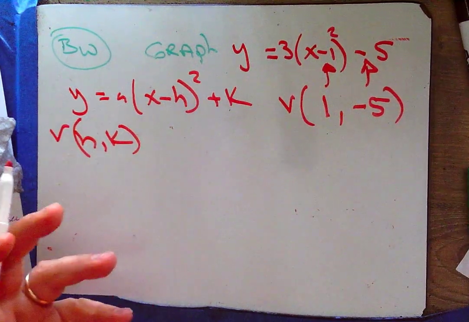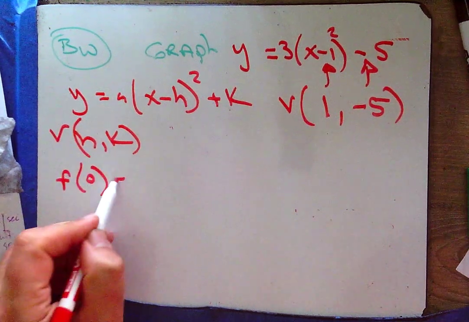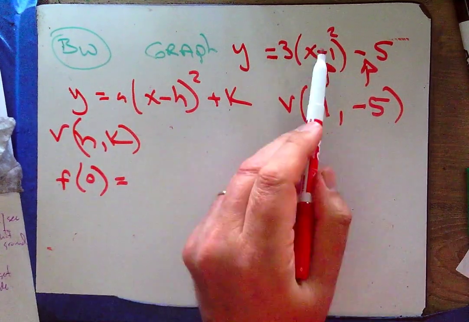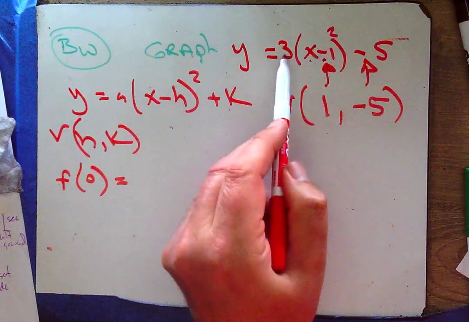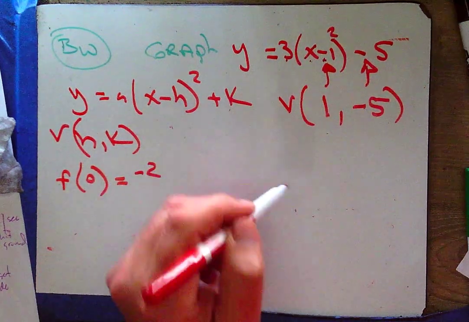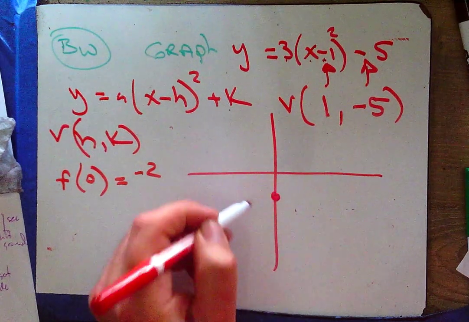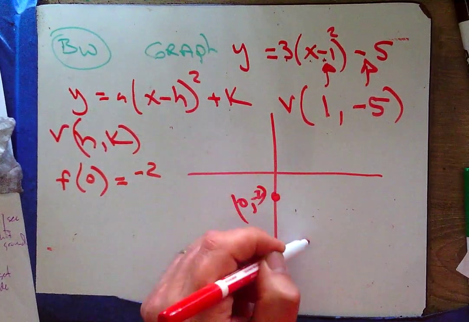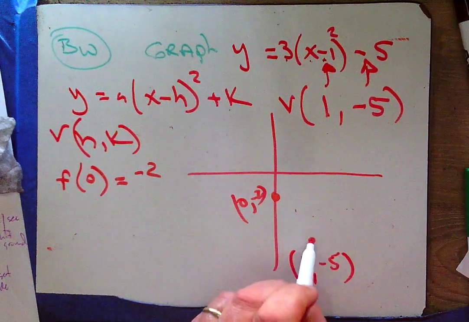Okay, well I've got a vertex, but I need something else, and that something else is the y-intercept. If I plug a 0 in there, I have negative 1 squared, which is 1. 1 times 3 is 3. 3 minus 5 is negative 2. So I can plot the points that I know. (0, negative 2), (1, negative 5). We know that this is the vertex, not this.